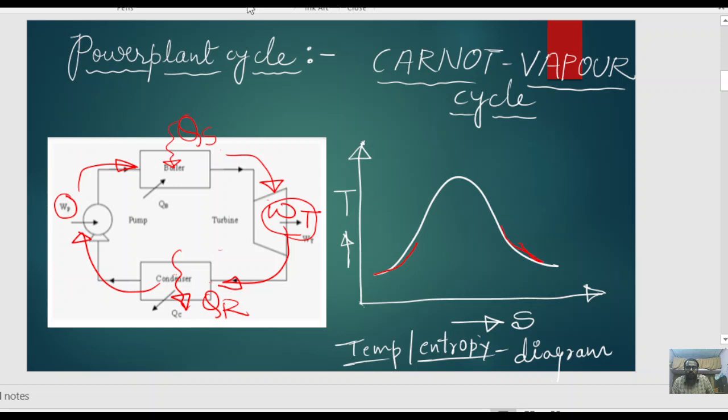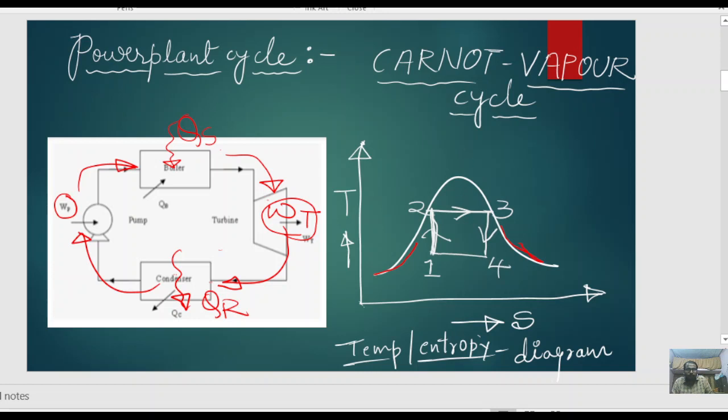Let us change the color to white. Okay, in the Carnot vapor power cycle, heat addition is done at constant temperature. This is the process 2 to 3. Heat addition is at constant temperature. Okay, and the process 1 to 2 is the pump work, which is done isentropically. Okay, the process 3 to 4 is isentropic expansion, that is the turbine. And the process 4 to 1 is the condenser.